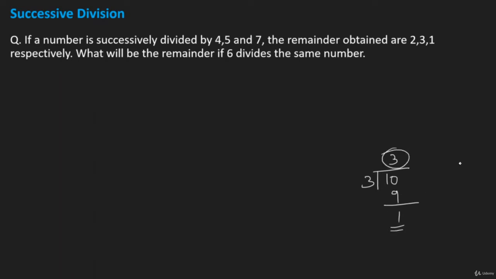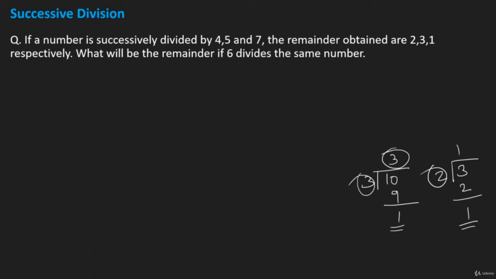Now I take the quotient and I write it over here and I divide the quotient, say for example with 2. Now it goes once and I get a remainder of 1. So this is what we mean with successively dividing 10 with 3 and then with 2. Alright, now let's try to do this question to understand how to tackle this type of problems.